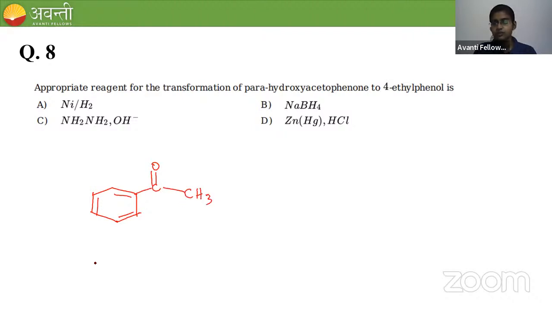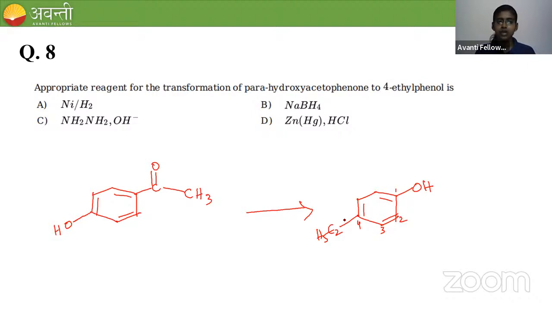This is acetophenone. And in the para position, para means opposite position to this system, that is, this carbon is the para to the COCH3 part. And here we are having a hydroxy group. This compound is called para-hydroxyacetophenone. And you have to convert it to 4-ethylphenol. So this is phenol. Here it is 1, 2, 3, 4, and at the fourth carbon, we are going to have the C2H5 part.